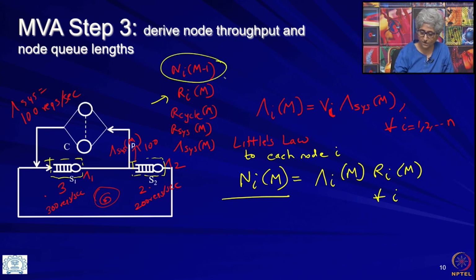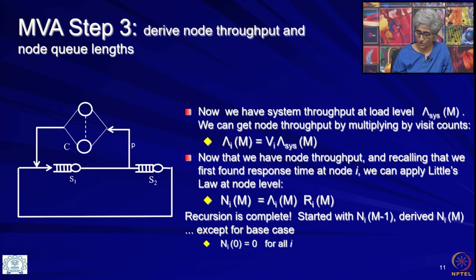and lo and behold we have N_i(m). We started with N_i(m-1), did all of the steps, and we have N_i(m), which means the recursion is complete. Step by step we used all the tricks that we know. There is nothing new other than Sevcik-Mitrani; we just keep using Little's law and some common sense, and that is how we start from N_i(m-1) and get N_i(m). Again, the node throughput is visit count multiplied by system throughput, then we apply Little's law at the node level, and then the recursion is complete, except we simply have to state the base case properly.